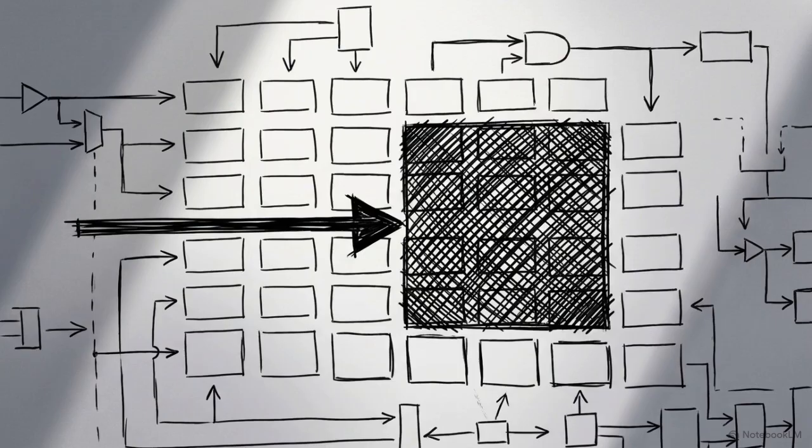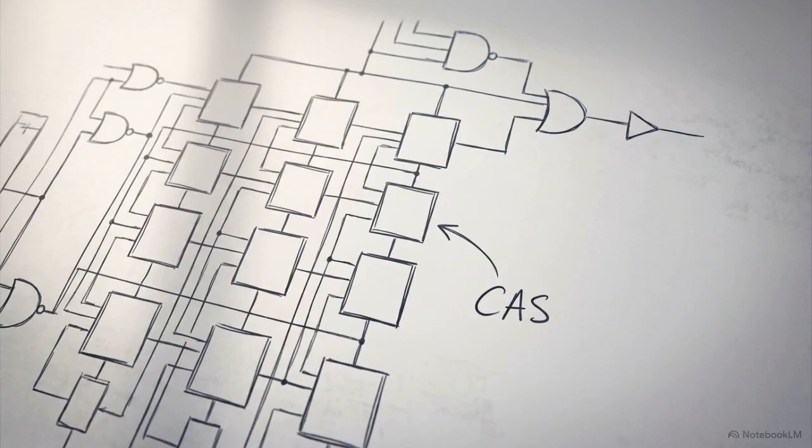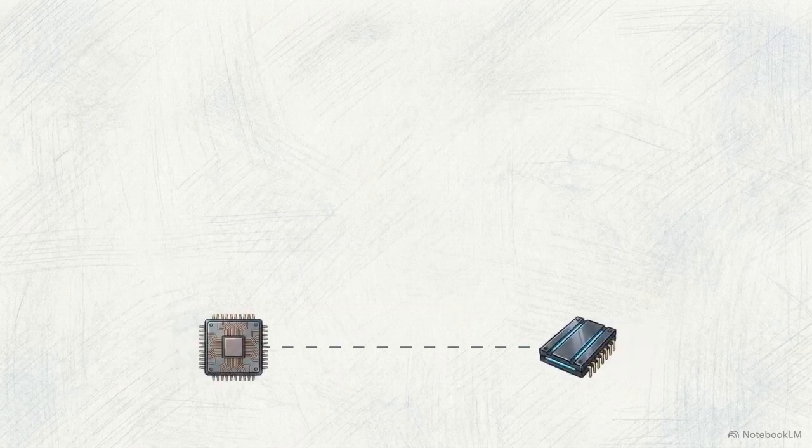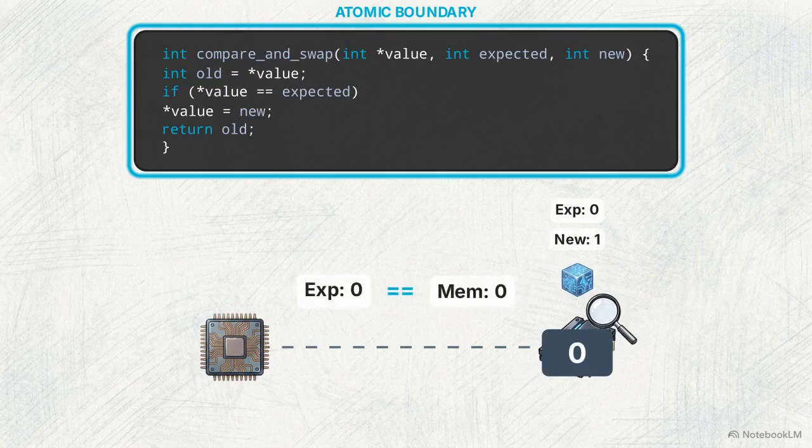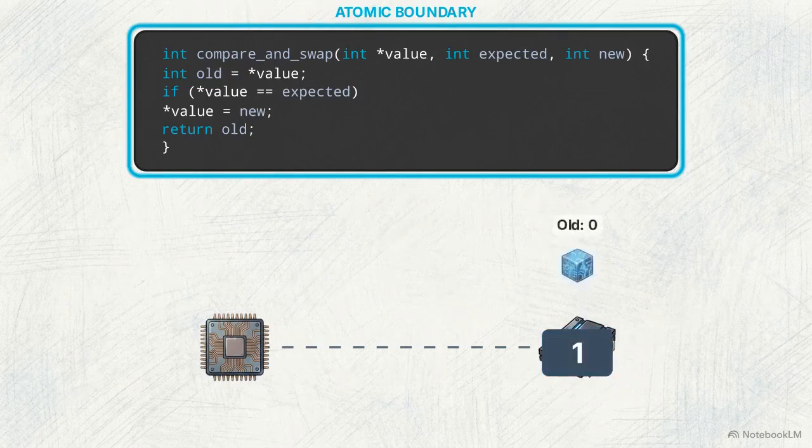Test and set works, but its behavior of unconditionally forcing a state to true is rigid and lacks the efficiency required for complex data structures. Because of this, modern operating systems rely on an upgraded atomic instruction, compare and swap, or CAS. This diagram shows the mechanic of CAS. Instead of forcing a state change, it compares a current memory value against a specific expected value. The hardware only updates the memory to a new value if the current state matches the thread's expectation.